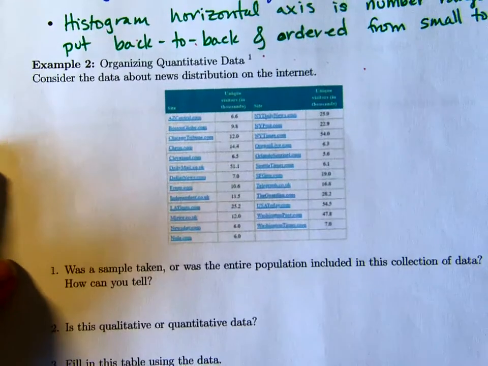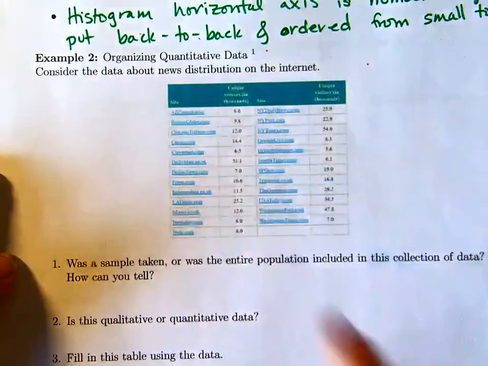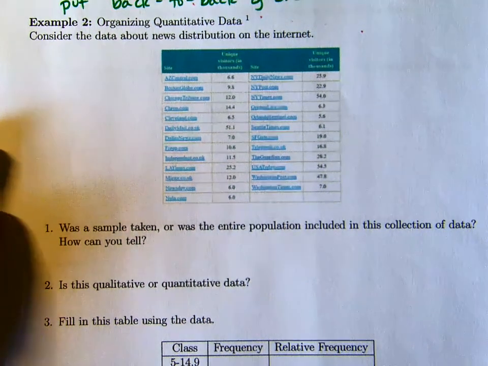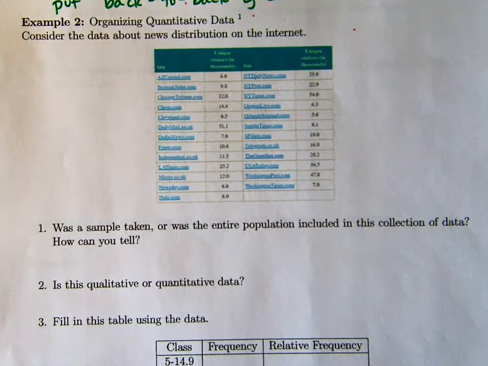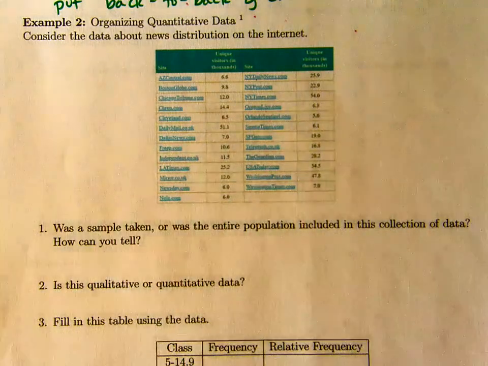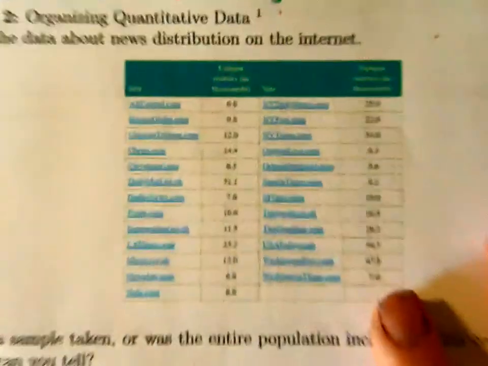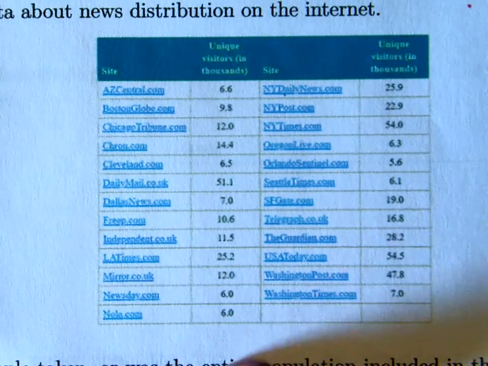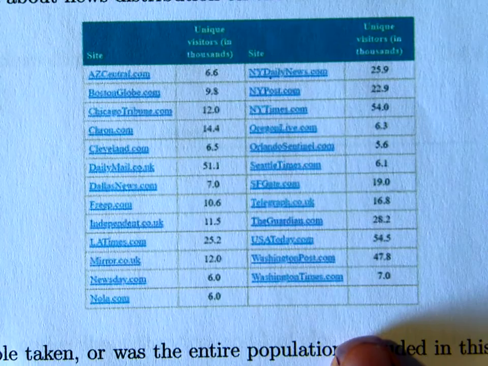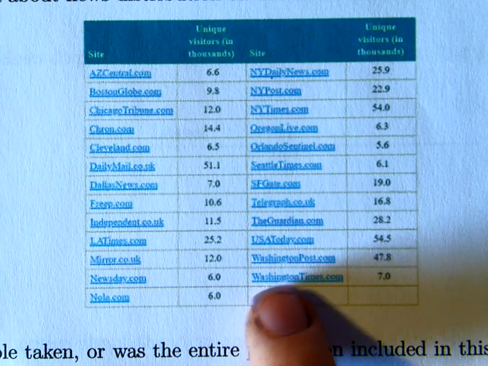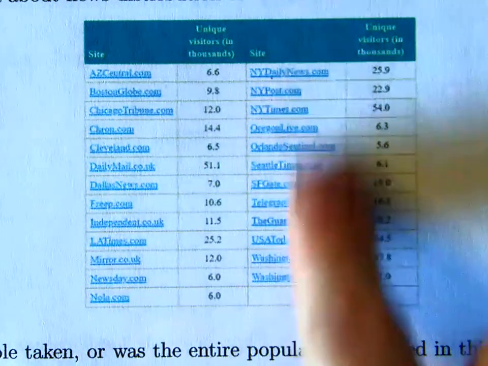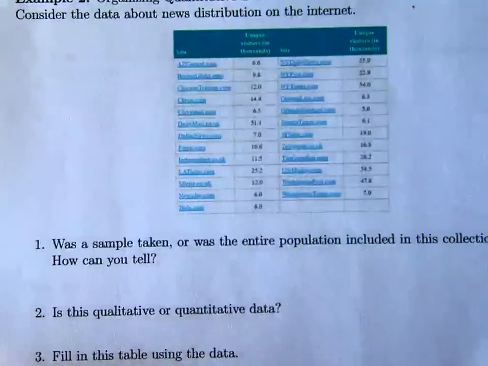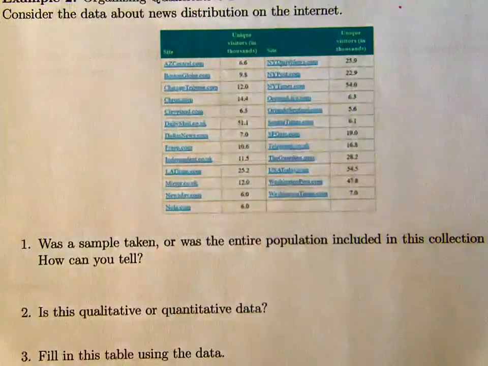Okay, now we are going to look at this and think about this quantitative or numerical data. So consider the data about the news distribution on the internet. Was a sample taken or was the entire population included in this data set? Well, certainly they included the Chicago Trib, so we're like, well, we're covered. But I highly doubt that this is all of the newspaper websites that exist in the United States. So I'm thinking this is definitely a sample.